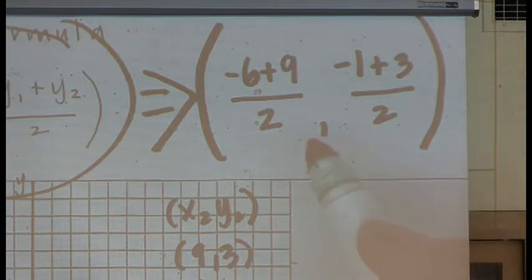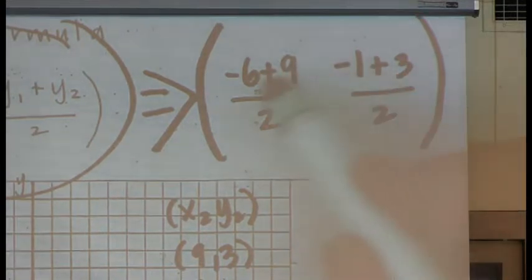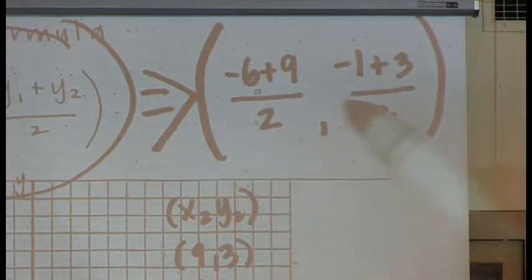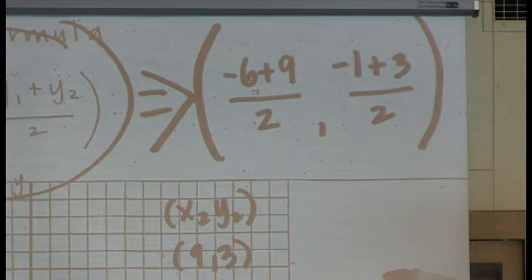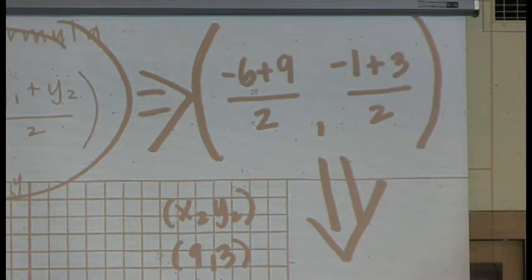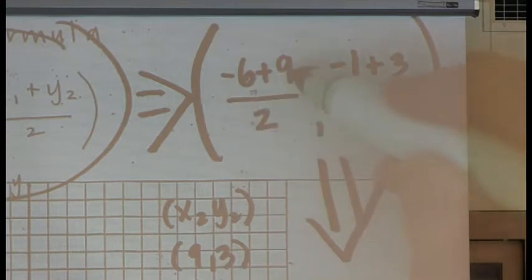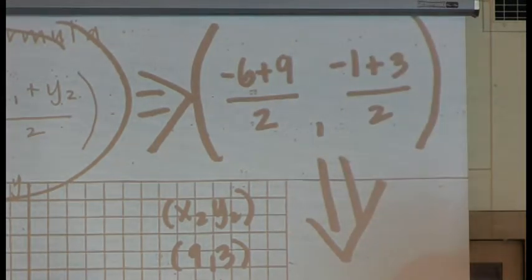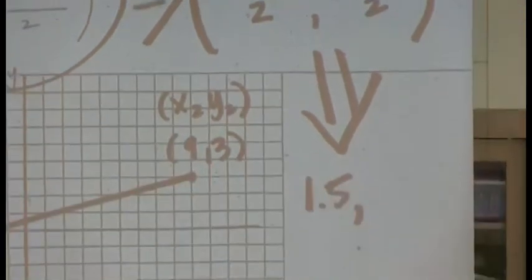So just do this on your calculator. However, do the top 2 numbers first, then divide it by 2. And decimals are okay, because this is math class. Sometimes we have decimals. So what's -6 plus 9 divided by 2? 1.5. Excellent. So that's my x value. And then I'm going to do my y value. So -1 plus 3 divided by 2 is 1.